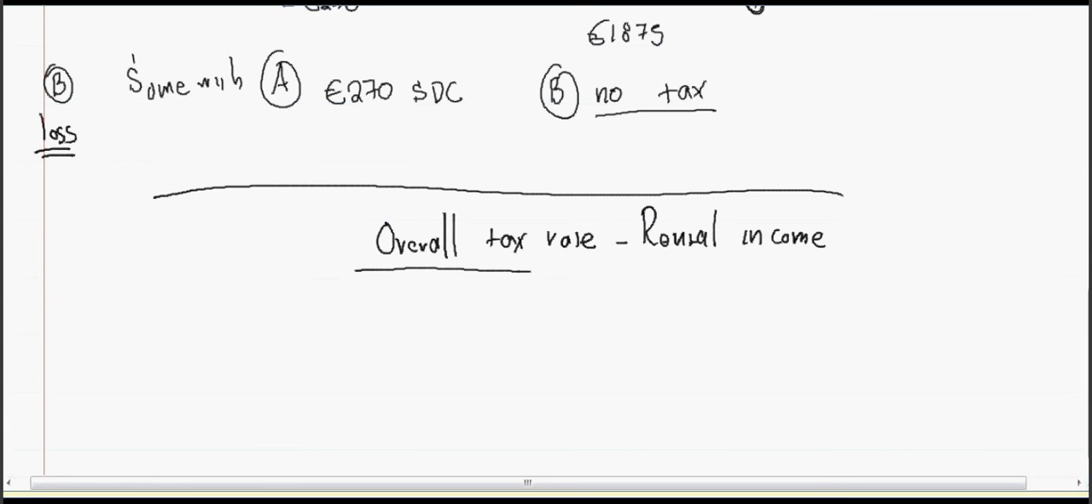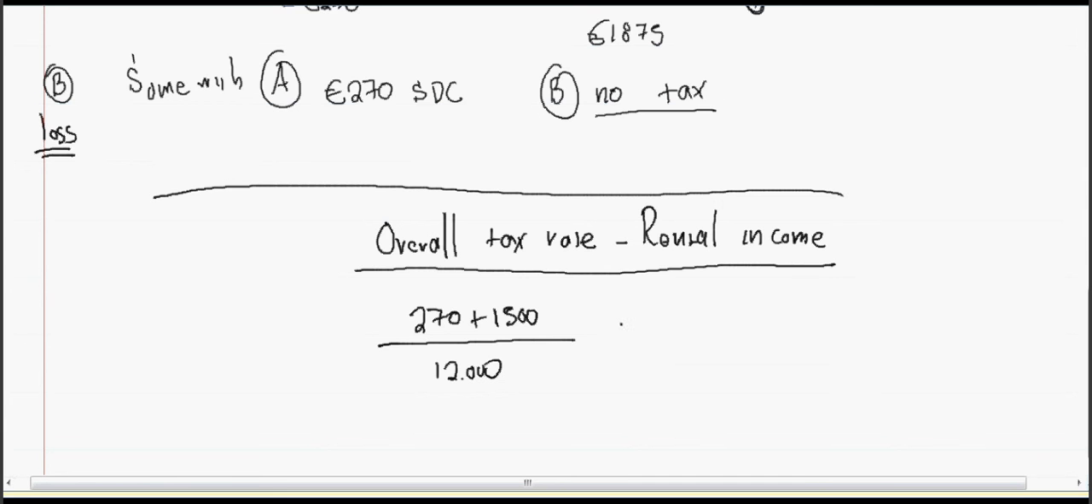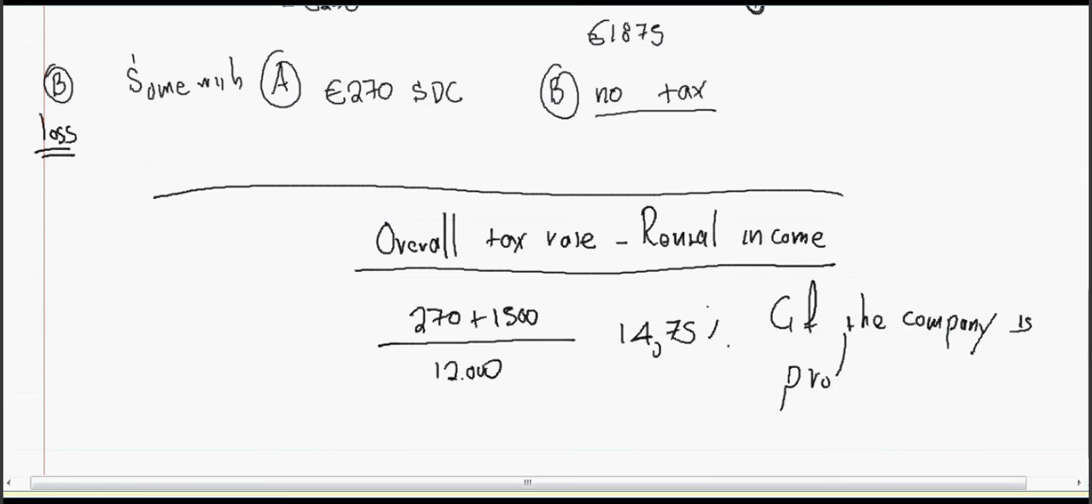Of course, we need to put together the SDC tax and the income tax. And this is the maximum tax you will pay if you are a company whose main activity is to rent properties and earn income. So your total tax is 14.75%, taking into consideration that you are a profit-making company and you have only income and no expenses.